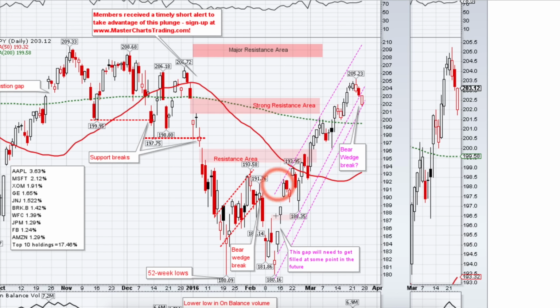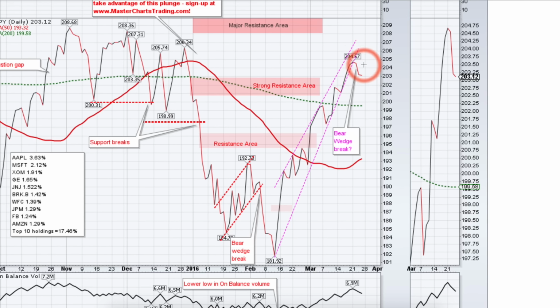So next chart, I actually want to show the same chart, but where I removed the candlesticks, the open, high, low, and close, and I just left the closing prices instead. So here's the chart. It's the same exact chart, except I only have the closing prices. And you can see what I did is I drew the same wedge on the closing prices only. So if I did that on the closing prices, then we already had a bearish wedge break on Wednesday of this week.